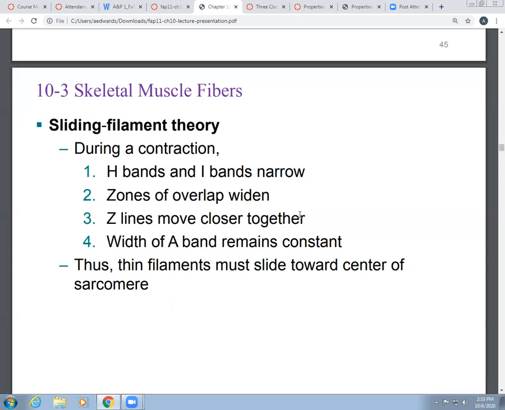And you may say, how does that happen? Your A band is composed of your thick filament. The molecule itself doesn't change length. Okay, so the width of your A band stays the same because the myosin molecule didn't actually get longer or shorter. Okay, so the width remains constant, but the thin filaments slide toward the center of the sarcomere, toward that M line, okay?